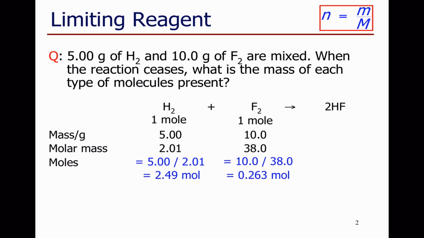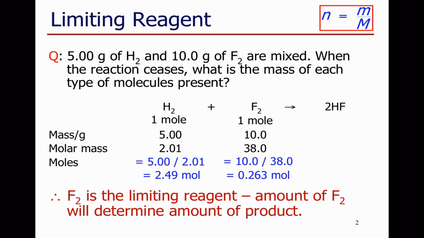So actually we've got a lot less fluorine than we have hydrogen. And the chemical equation says that we need 1 mole of hydrogen for every 1 mole of fluorine. But we haven't got enough fluorine to react with all the hydrogen. Fluorine is the limiting reagent. It's the amount of fluorine that runs out first, and it's the amount of fluorine that determines the amount of product that we can get.